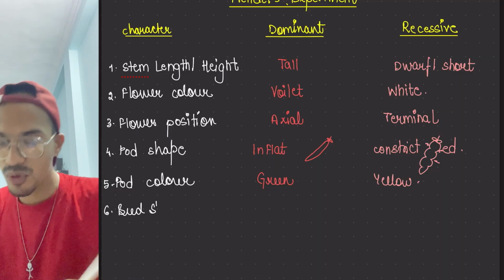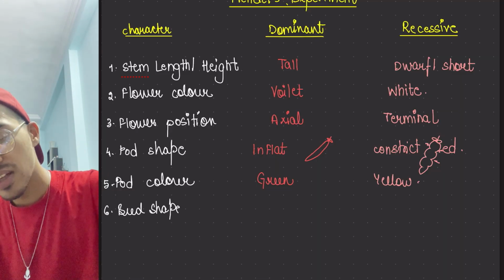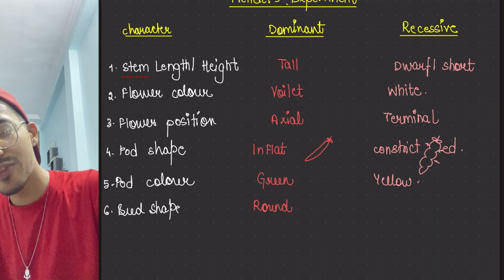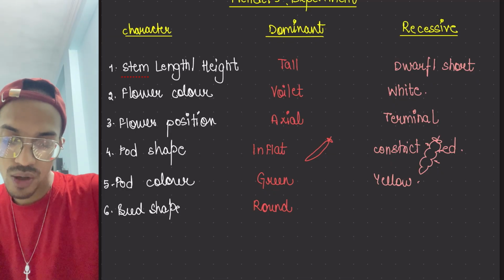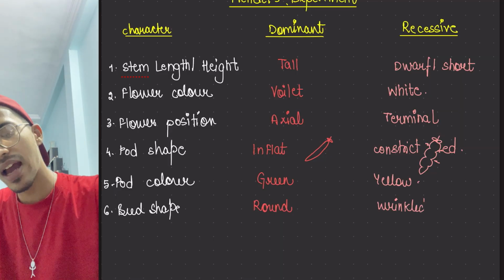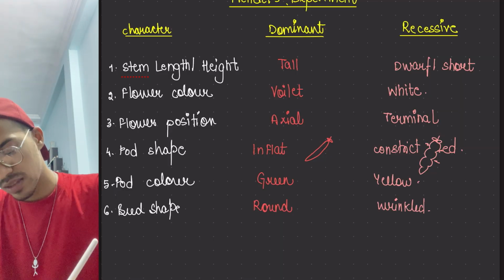Then comes the next thing, seed shape. Mostly they are circular, round. So the dominant seed shape is round. And what would be the recessive trait? The recessive trait would be wrinkled, because some peas are wrinkled in shape.